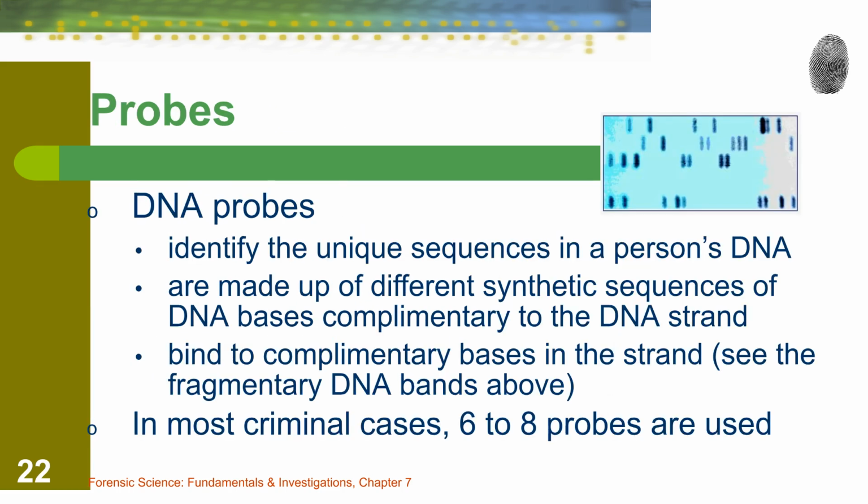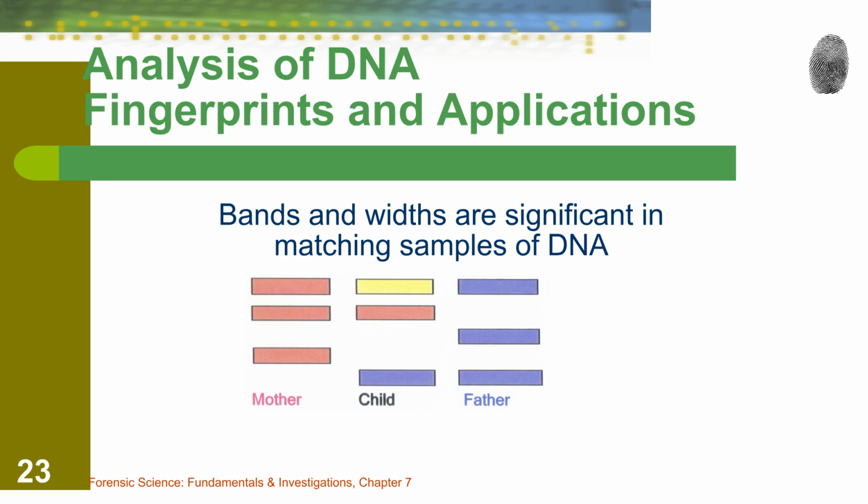DNA probes, which are synthetic sequences of DNA bases, are used to identify unique DNA sequences by binding to complementary bases in the fragmented strands. Typically, 6 to 8 probes are used in criminal cases. The bands and widths produced during DNA analysis are important for matching samples. This image shows a typical banding pattern used in DNA fingerprint analysis.